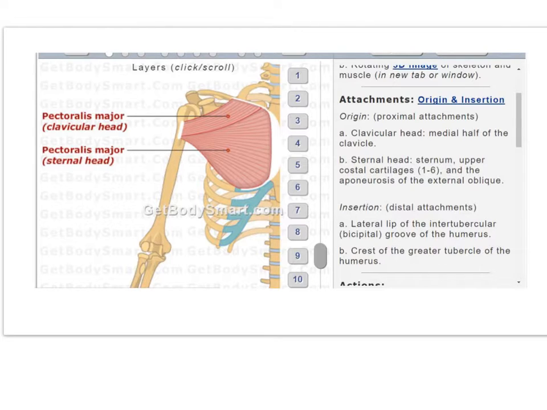So we don't need to say clavicular and sternal. I have three origins here. Pectoralis major originates at the clavicle, the sternum. Origins of the pectoralis major: the clavicle, sternum, and then the costal cartilages. We'll review what that is. The rib tips, right? Yeah, it's this part of the ribs.